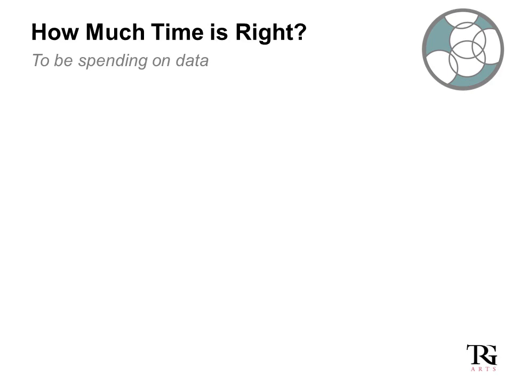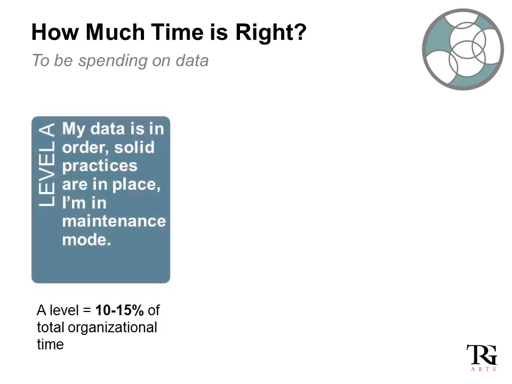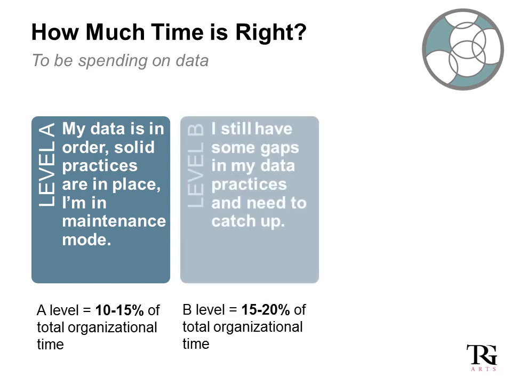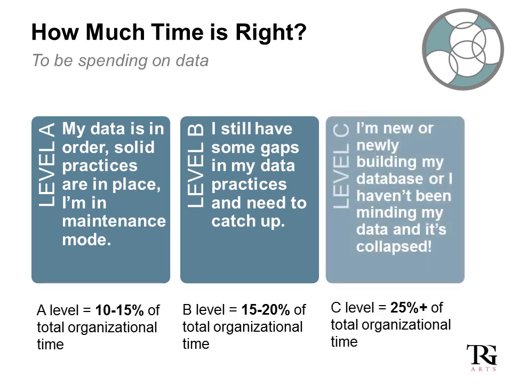So, how much time should you be spending on data? Here are some best practice guidelines. If your database is in order and you have solid practices in place, you should still expect to be spending 10 to 15% of your total organizational time on data stewardship efforts. If you're doing okay but still have some gaps, plan to use 15 to 20% of your organizational time on data stewardship. And if you're new or you know your database is in bad shape, it may take more than 25% of total organizational time to clean your database and start implementing organization-wide best practices.